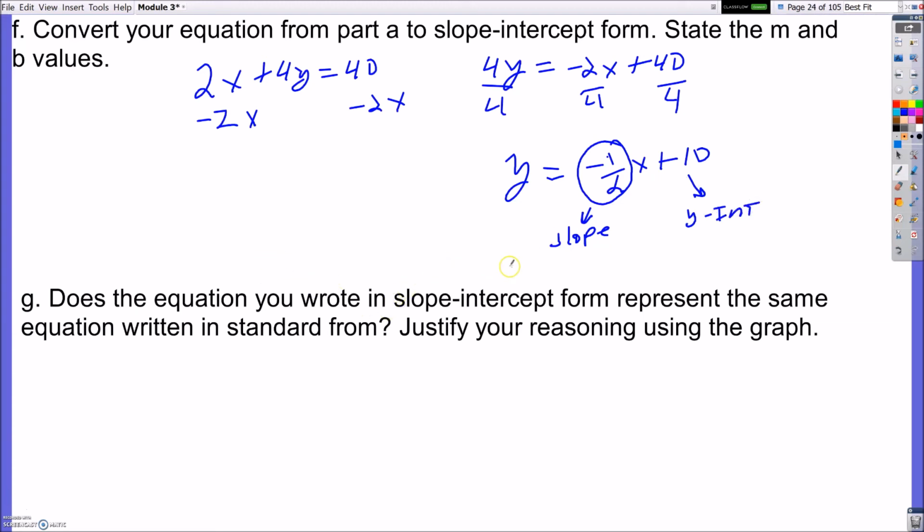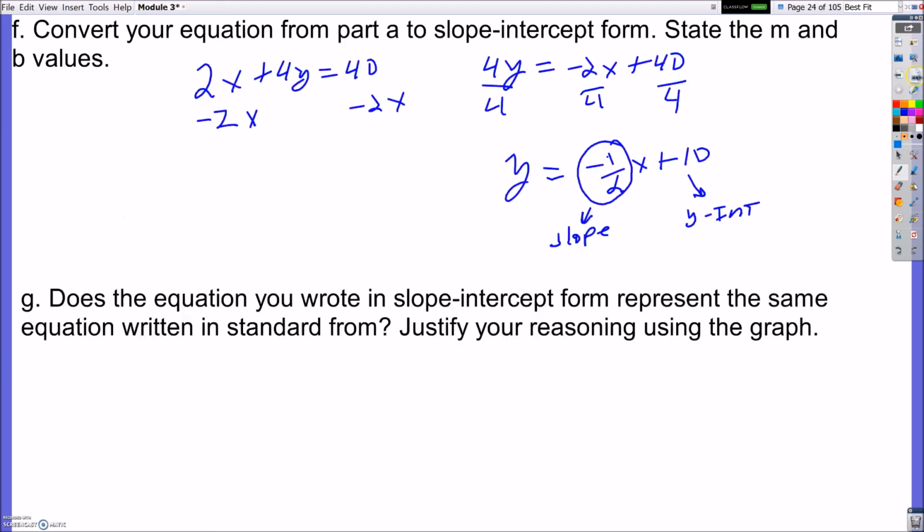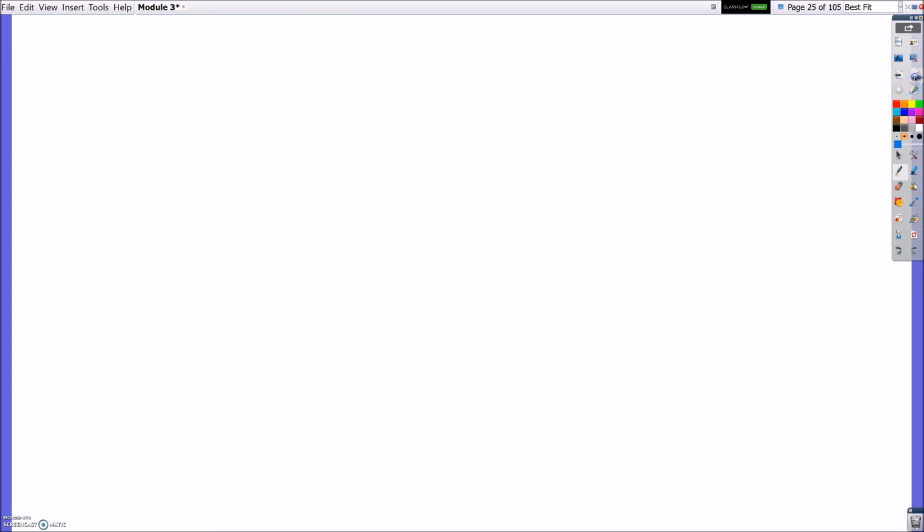Does the equation you wrote in the slope-intercept form represent the same equation written in standard form? And it is yes, because if we look at my table, the equation is y equals negative 1/2 x plus 10. Remember, this is my y-intercept. If I go here, 10 is my y-intercept. It's saying I have a slope of negative 1/2. If I look, I went down 1 over 2, down 1 over 2. I'm just building my steps, and it has a rate of change of negative 1/2, which is my slope. So the answer is yes. And you can just write the explanation that I just showed you guys.